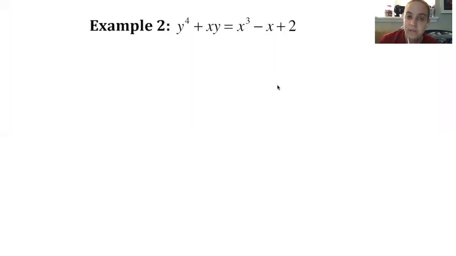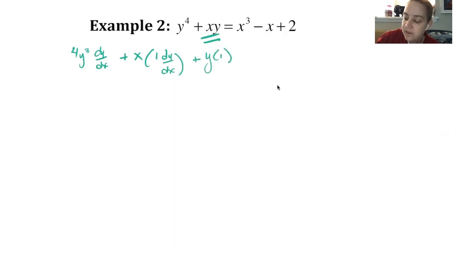So we are going to find the derivative of each term. Y to the fourth, the derivative is 4y cubed dy dx. Now, x times y, those are two things being multiplied. That's a product rule. So this is the first times the derivative of the second plus the second times the derivative of the first. So all of this replaces the xy for your product rule. The derivative of x cubed is 3x squared. The derivative of x is 1, and the derivative of 2 is 0.